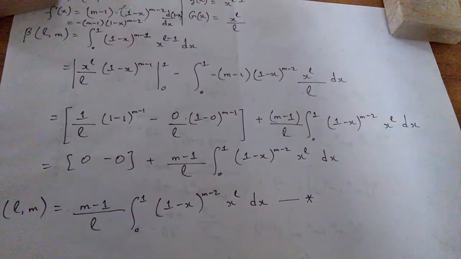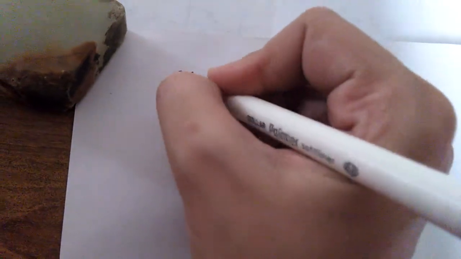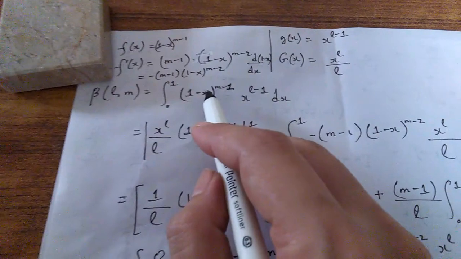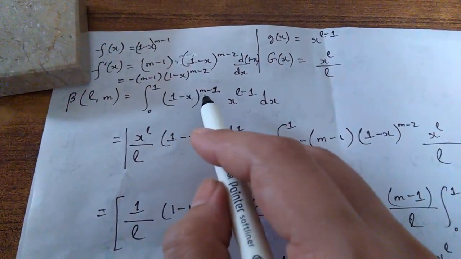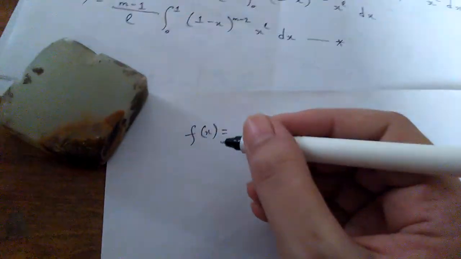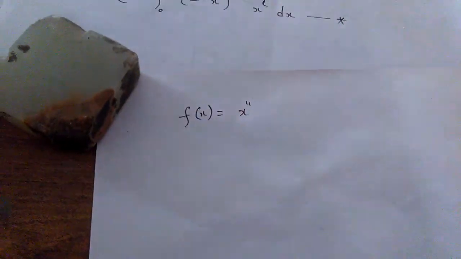Okay, so let's try to understand first of all with the example. Let's take it like this. For example, my f of x, instead of taking 1 minus x power m minus 1, I'm going to take a simple polynomial, and I just take it as x power 4. Okay.